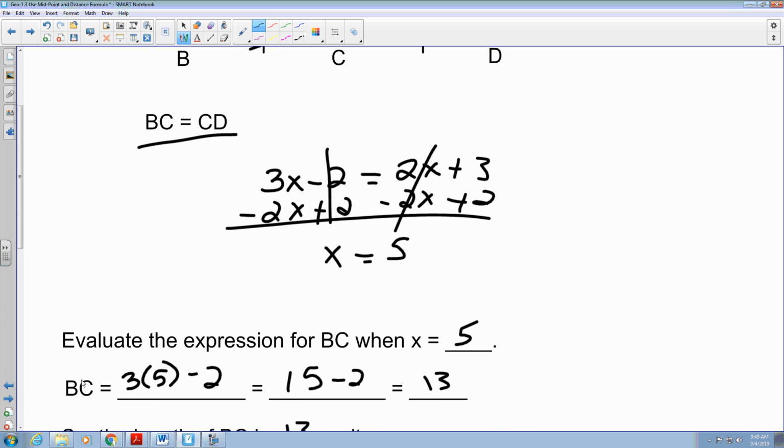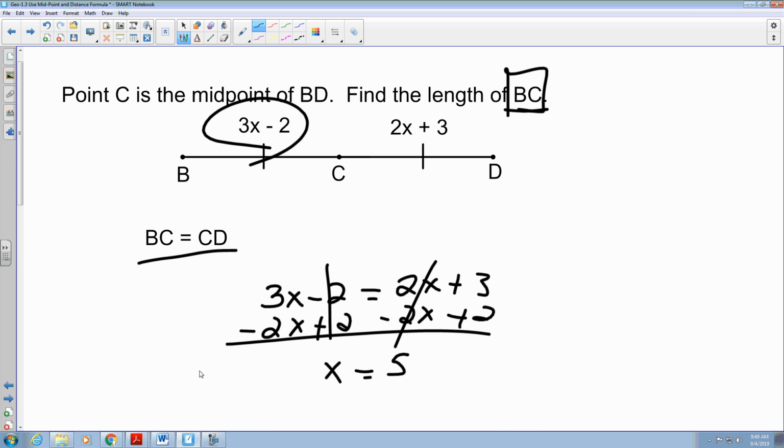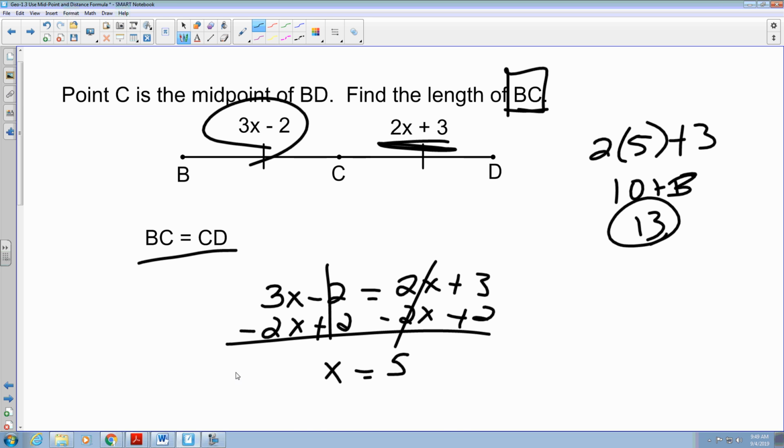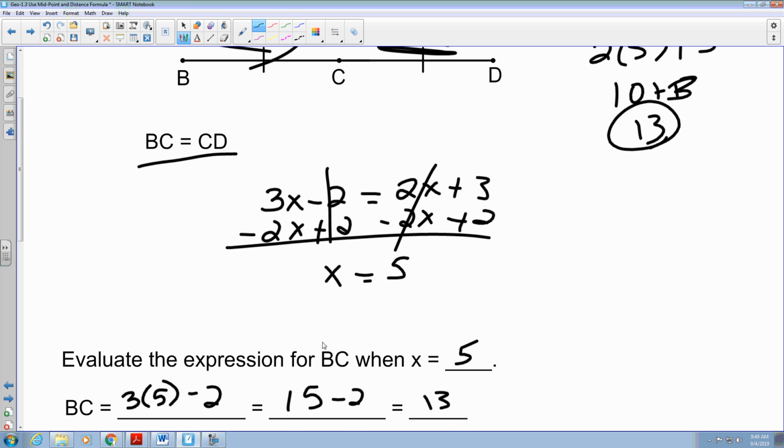There's a way to check this one because we have two values that we know are equal. We can substitute in 2 times 5 over here and add it to 3, because that's CD. If this is also 13, it validates our solution for the previous problem. So now I got 10 plus 3. 10 plus 3 is in fact 13. So that proves that 5 was the correct value for X.